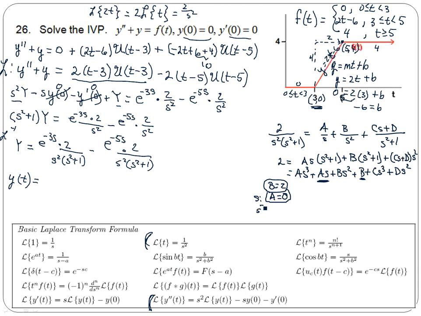And then for my s squared term, I've got b plus d is equal to 0. b is 2, and so d has to be negative 2. 2 minus 2 equals 0. d is negative 2. And for my s to the third term, I get 0 is equal to a plus c, where a is 0, so that tells me that c is 0.